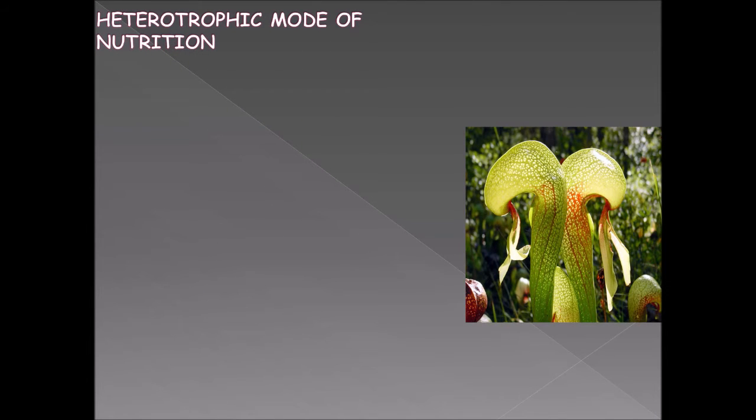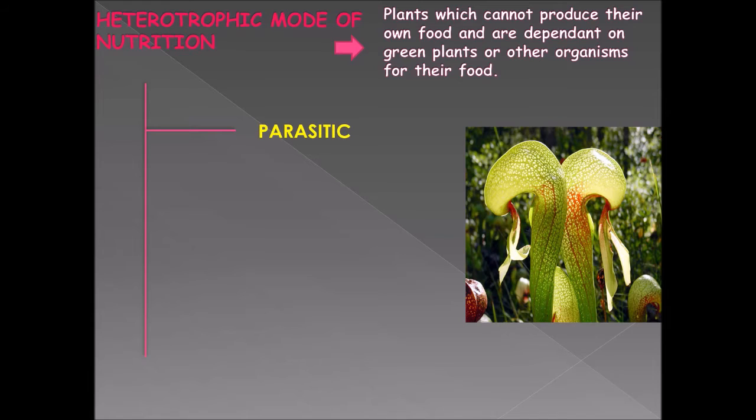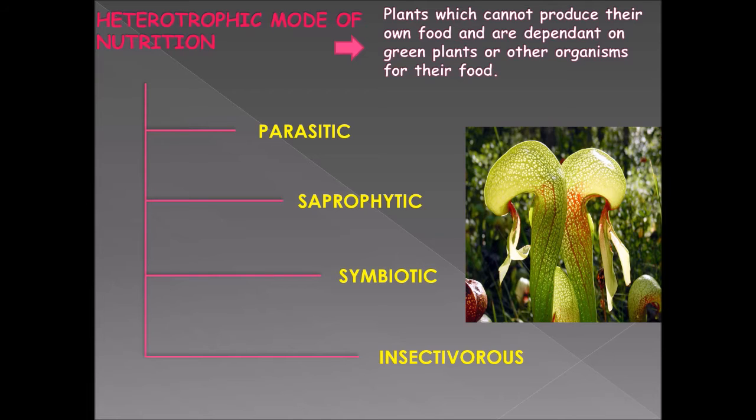Now let's move on to heterotrophic mode of nutrition. Plants which cannot produce their own food and are dependent on green plants or other organisms for their food are called heterotrophs, and their mode of nutrition is called heterotrophic mode of nutrition. This heterotrophic mode of nutrition is divided into four parts: 1. Parasitic, 2. Saprophytic, 3. Symbiotic, 4. Insectivorous.